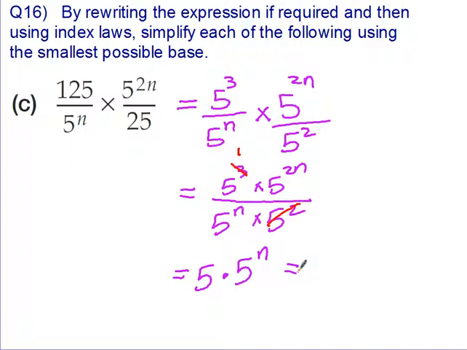We still have the same base. I can write 5 as 5 to the 1, and to multiply powers with the same base, those two there, it's just 5 to the 1 plus n. And normally we would just write that with the n first and the 1 second. So that's still correct. That's probably the way you'd see the answer in the back of the textbook.